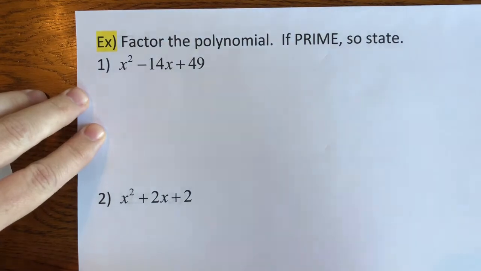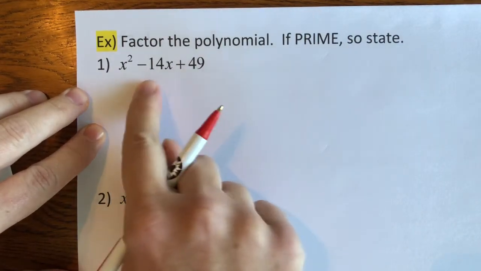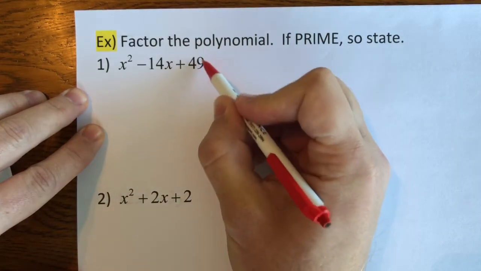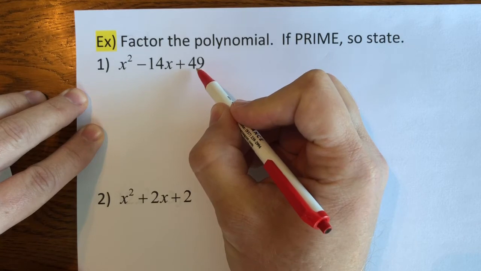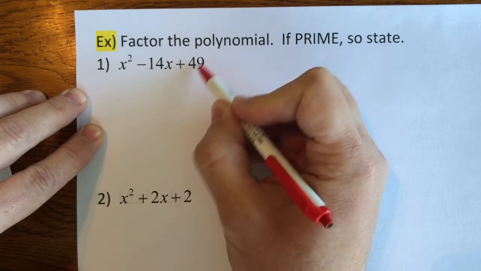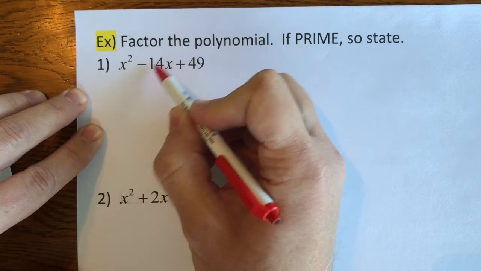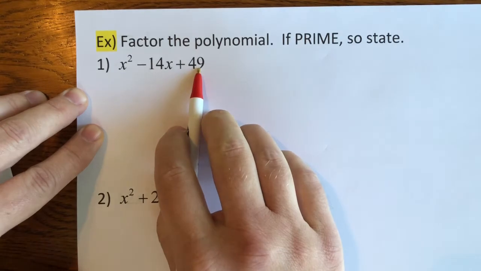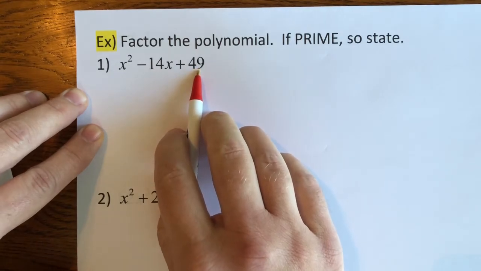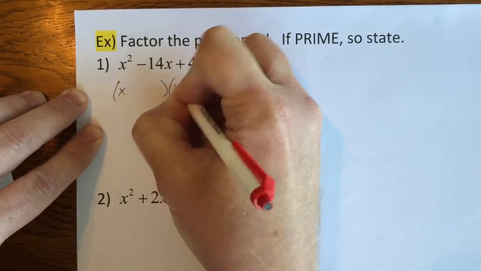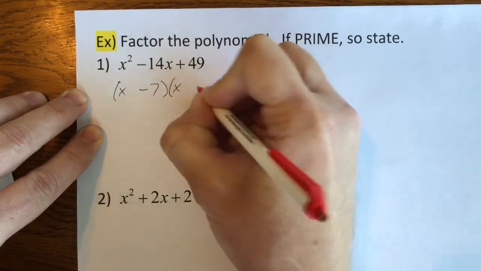There is a formula that goes with this, but let's say we don't remember the formula. Well, that's okay. What we're trying to do then is look at the constant term 49 and think what two numbers, when multiplied together, not only give us 49, but also give us a negative 14 when you add them. What two factors of 49, when added together, give you a negative 14? And those two factors would be negative 7 and negative 7.